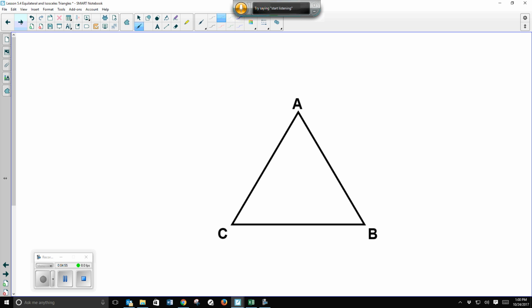Then we have, what does this look like? Equilateral, but we don't know until I do this. Now we know for sure it's an equilateral triangle.